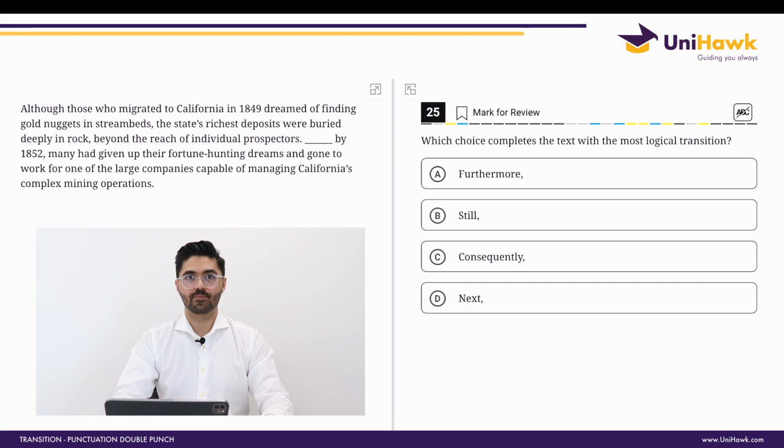Transitions on the SAT. If you look at the answer choices, you can see that words like furthermore, still, consequently, and next are changing. These are called transition words. How do you deal with this type of question? Take a moment and read the sentences.